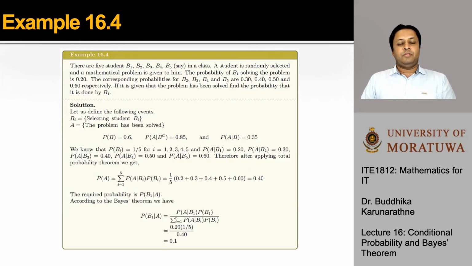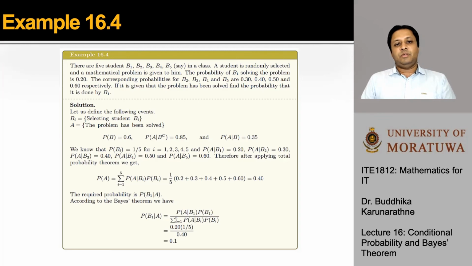We take an example for that, of course. There are, let's say, 5 students in this example, B1 to B5, in a class. A student is randomly selected and a mathematical problem is given to him. The probability of B1 solving the problem is 0.2. The corresponding probabilities for B2, B3, B4, and B5 are given as 0.3, 0.4, 0.5, and 0.6 respectively. If it is given that the problem has been solved, find the probability that it is done by one of the students called B1.